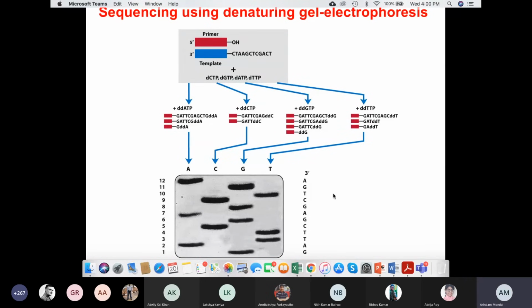We have two more slides left for the sequencing, because this kind of approach we used in earlier days. Nowadays, the sequencing reaction has become even simpler and automated. We are going to talk about that approach in the next class, and then we'll subsequently move into the transcription process.